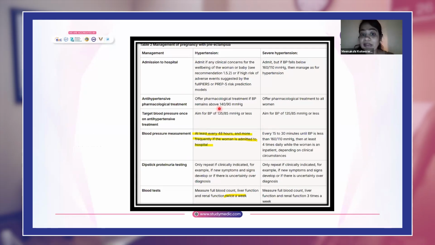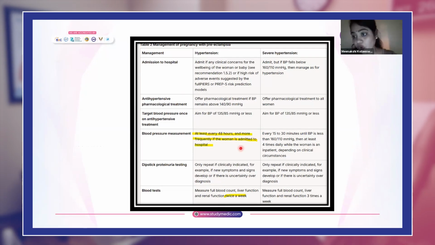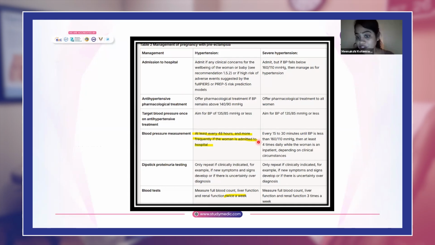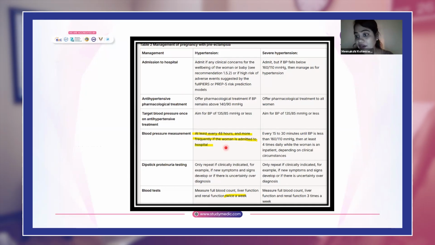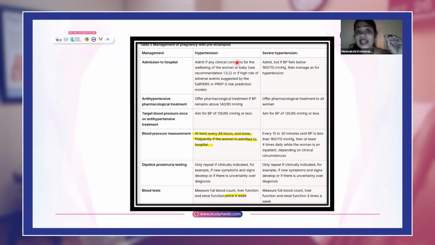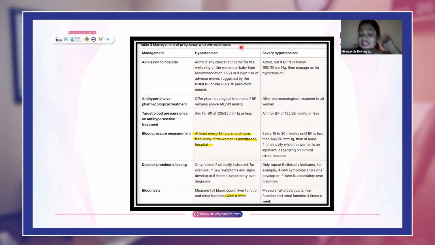And how do you measure the blood pressure? At least every 48 hours, and more frequently if the woman is admitted to the hospital. That is every 15 to 30 minutes when she is admitted. Here you measure every 48 hours. So once or twice a week if it's gestational hypertension, and if it's pre-eclampsia, you have to measure it every 48 hours. The test would be repeated at least twice a week.